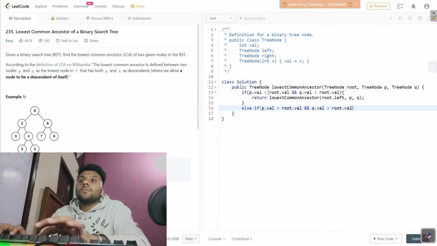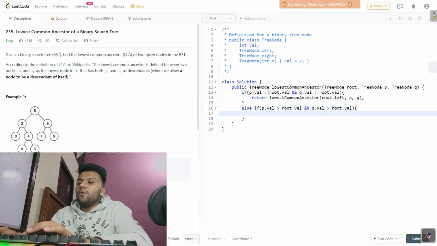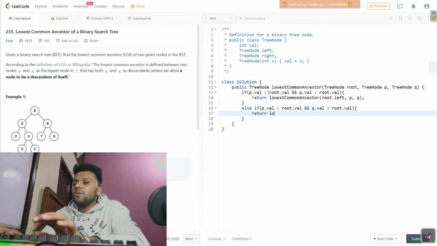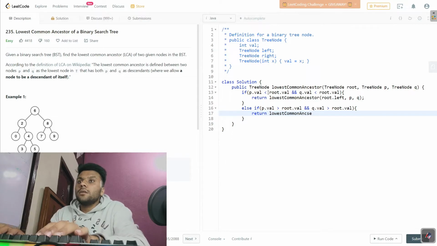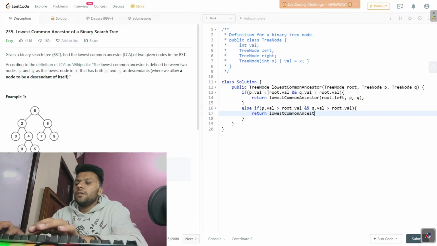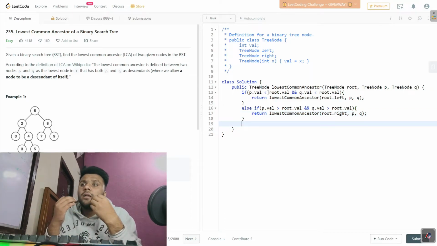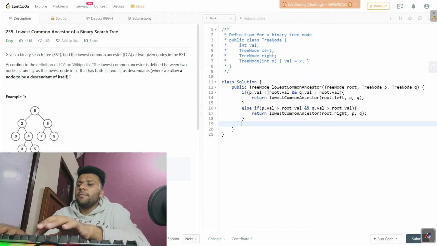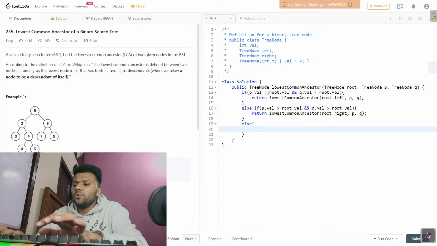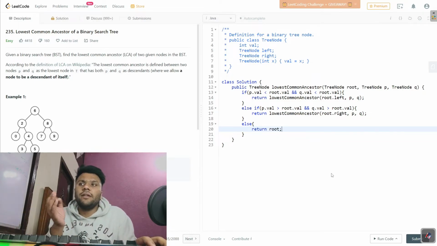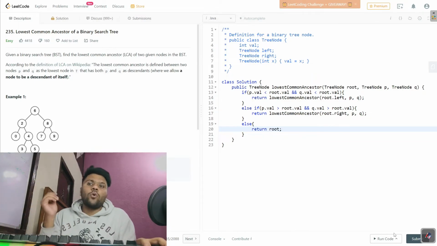Now I will simply return the same thing, lowestCommonAncestor, with root.right, p and q. Else, if there's nothing, then we simply return root. Else return root, if let's say it does not have any leaf present. So it's completed. That's all the code is.